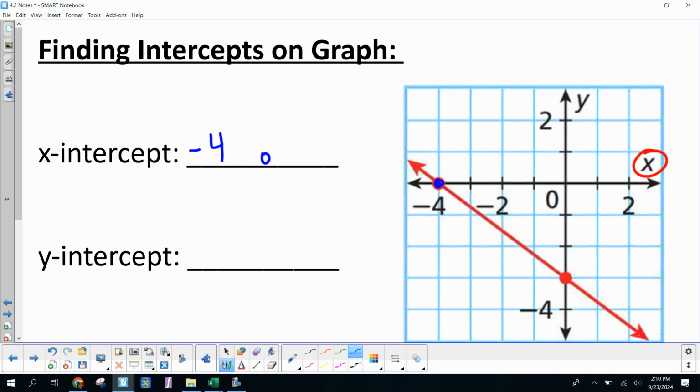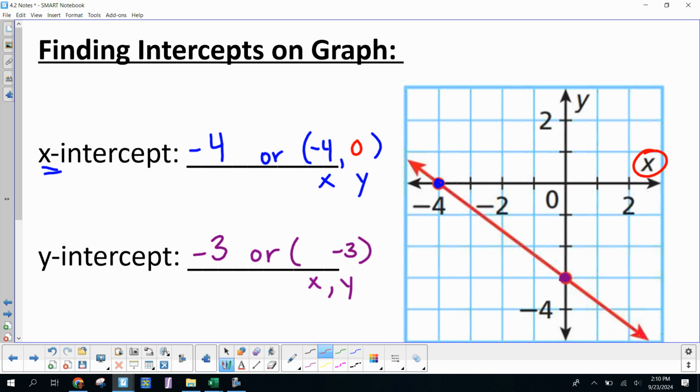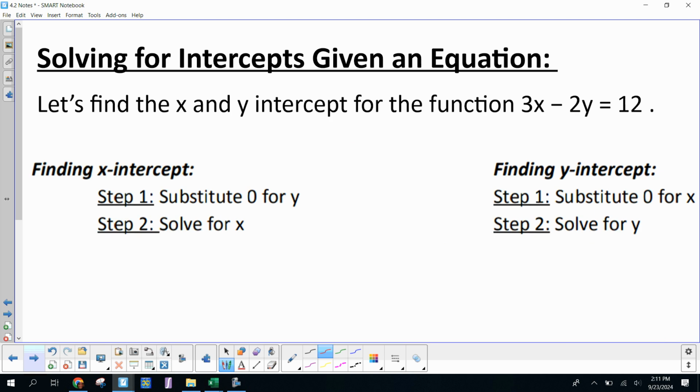If we did want to give this as an ordered pair, we would have to make sure that we understand that my x-intercept is -4. So the x-coordinate has to be -4, and the opposite is always a 0. Very similar for the y-intercept. Here it's at -3. Or if we wanted to write the ordered pair, again, we go x then y. Since it's my y-intercept, the y is -3, and the opposite coordinate is always a 0, because here this line crosses the center of the x-axis, which is at 0.